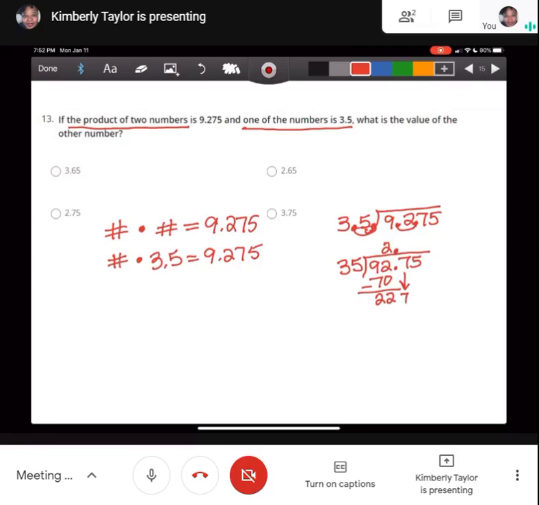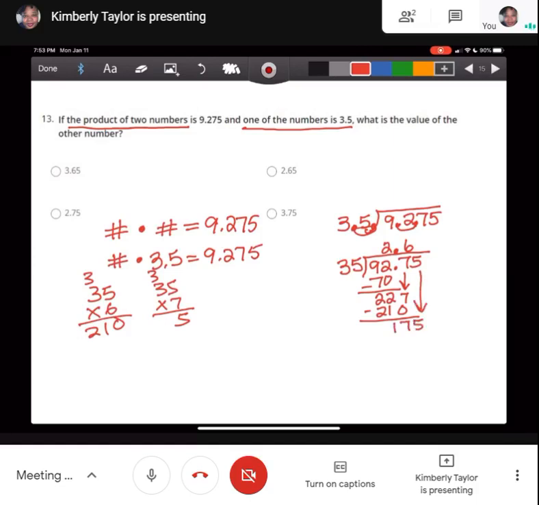Now 35 goes into 227. Let's do some math. 35 times 6 is 210. Let's go one more time. 35 times 7 is 245. Nope, that's too high. So it's going to be a 6 here. And this is going to be 210. Subtract, and I get 17.